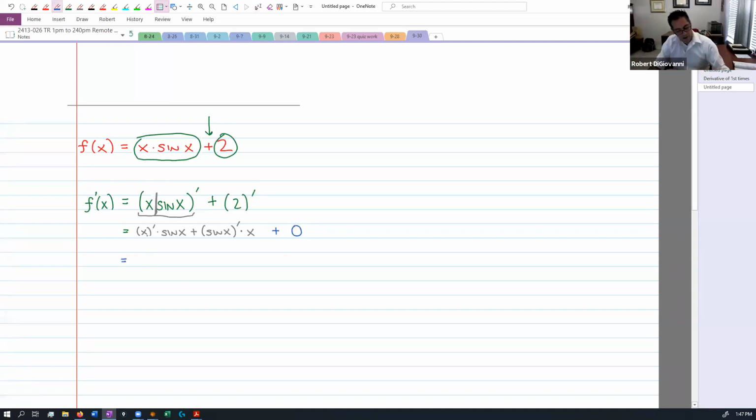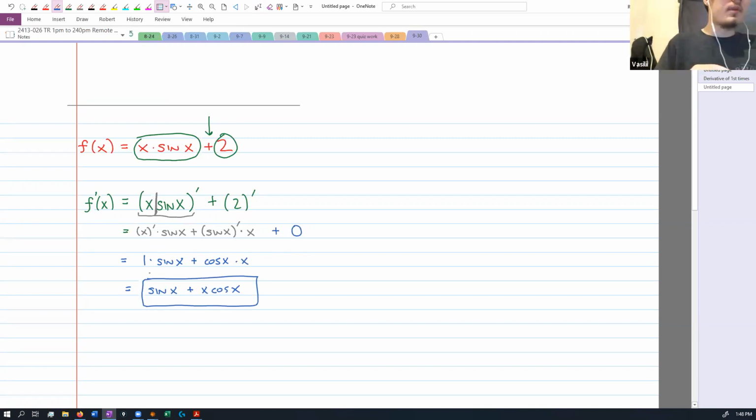And then my next line, I go ahead and take these derivatives. So 1 times sine x. I'm basically just repeating everything I just did. And I don't need the plus 0. So there it is. That's your derivative.